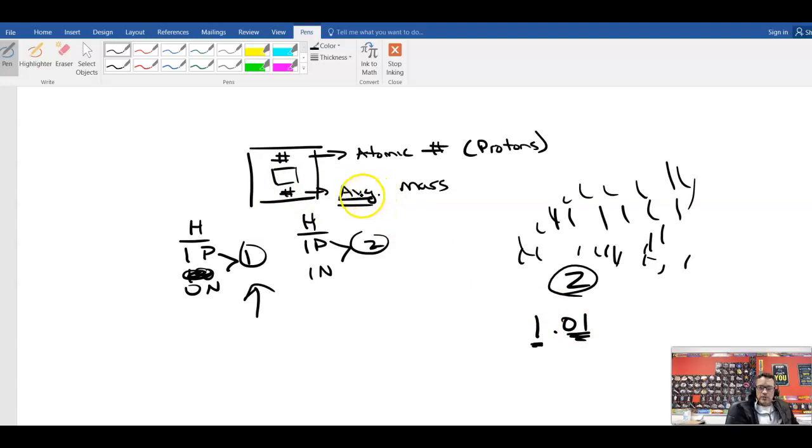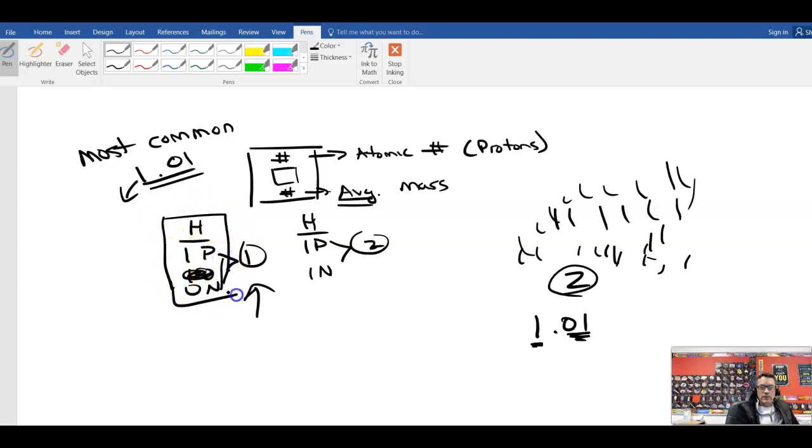Rule of thumb is that usually if we round this number, it tells us the most common form of that particular element. For example, with hydrogen, the number on our periodic table is 1.01. That indicates that probably the most common version of hydrogen is this one. If this was the more common one, then the average number should be closer to 2.